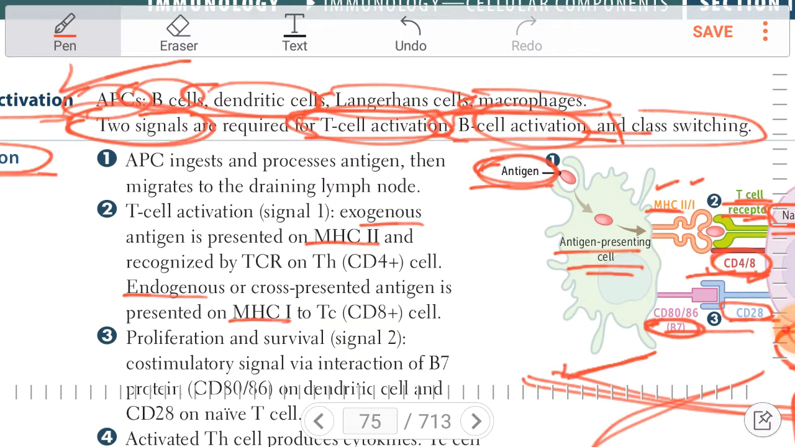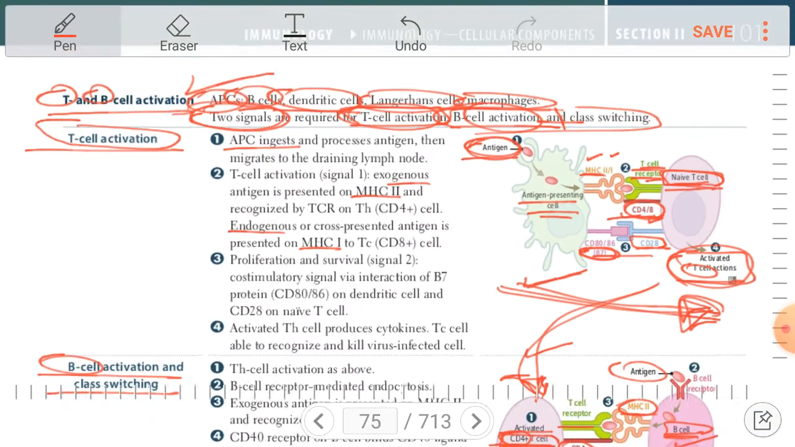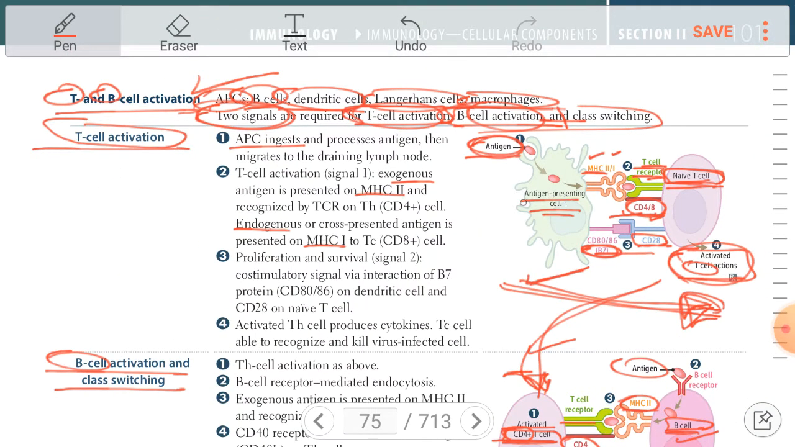So first we will speak about the first one, T cell activation. So APC, which is antigen presenting cells. This is antigen presenting cells process antigen. This is the antigen, then migrates to the lymph node. In lymph node there is what? There is T cell activation. How? There is exogenous and there is endogenous.